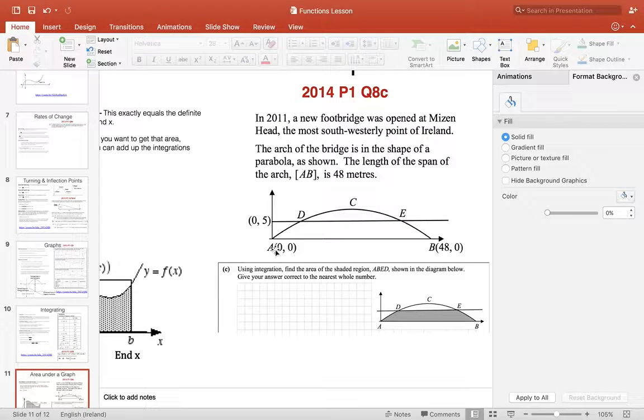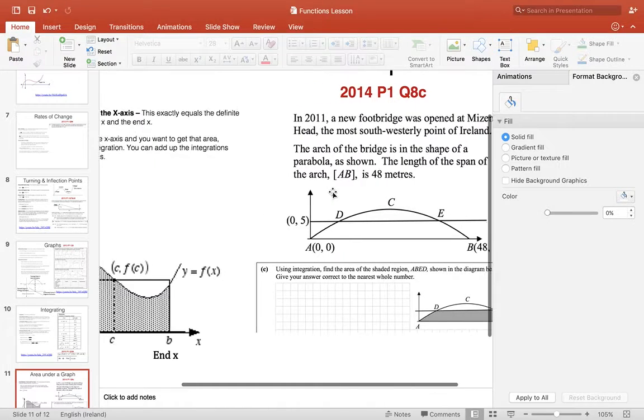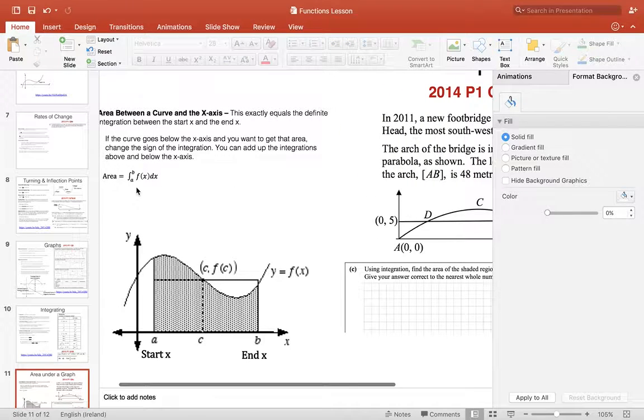Or this is 0, 0, this is 48, 0. So you should be thinking that they are your start and end values of x here, if you were to integrate. So using integration, find the area of the shaded region shown in the diagram below. Give your answer correct to the nearest whole number. Okay, so using the formula, area is just equal to integration. Let's have a look.